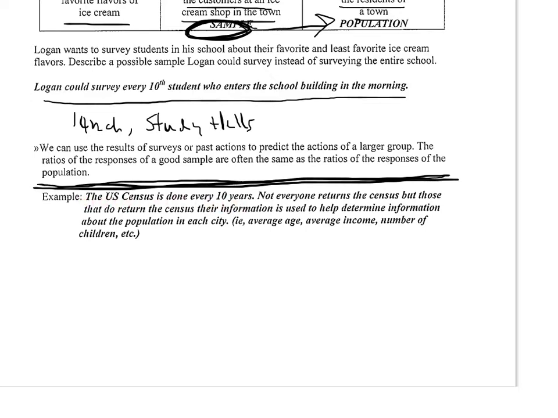Not everyone returns the census, but for those that do, their information is used to help determine information about the population in each city. So the government sends out this packet. Your parents may have filled it out. They may not have. It's not mandatory. You don't have to do it. What it asks is how many people live in your house, the age of the people. Income, I'm not sure. I don't remember if it asked about income or not. The number of children. So they use that information to gauge how old or young a city is, what the population is. Now, not everybody returns it, so the people that do become the sample of the population.